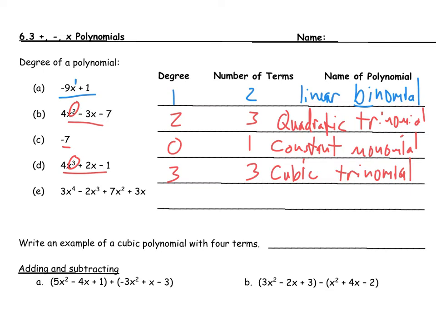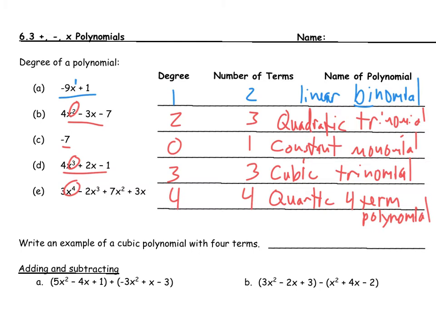The last one here, there's 4 terms. And it has a degree of 4. The largest power is 4. That's called a quartic. We don't call it a quartic very often. And there's really no name for 4 terms. It's just a 4-term polynomial. If there's 5 terms, it's a 5-term polynomial, so on and so forth.